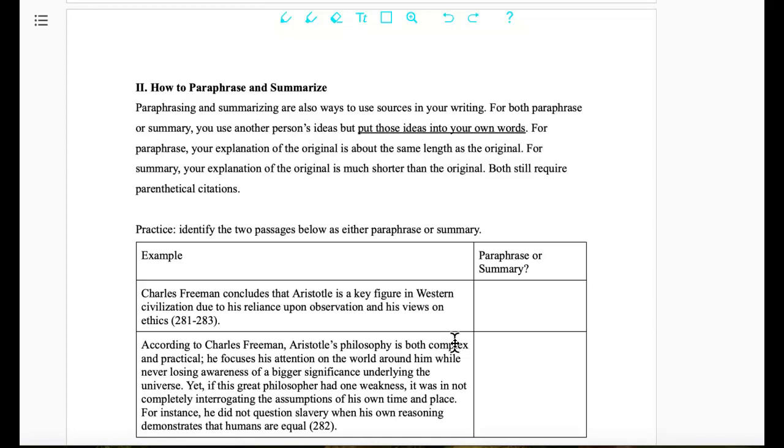Paraphrasing and summarizing are also ways to use sources in your writing. For both paraphrase and summary, you use another person's ideas, but you put those ideas into your own words. For paraphrase, your explanation of the original is about the same length as the original. For summary, your explanation of the original is much shorter. Both still require parenthetical citations. You use those parenthetical citations no matter what, because that's how you communicate to your reader where you got your information from, which is extremely important.